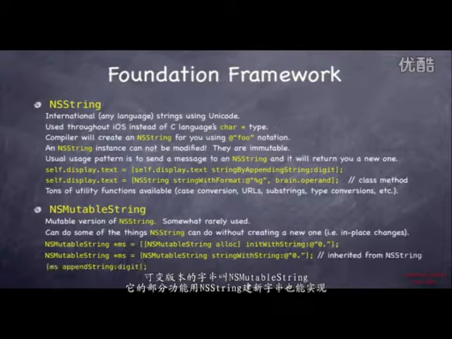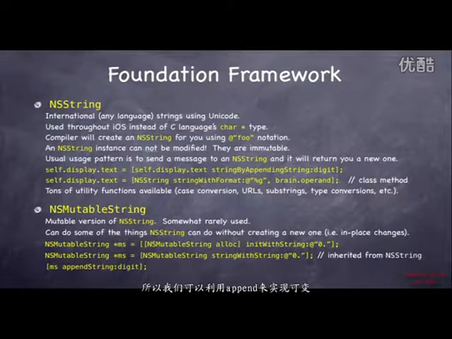All right, so the mutable version of string, NSMutableString, does some of the things that NSString can do by creating you a new string in place. So we could have done, for example, the appending string with a mutable string. But why don't we use mutable string?